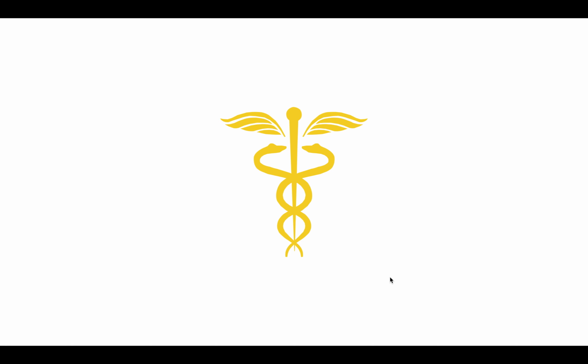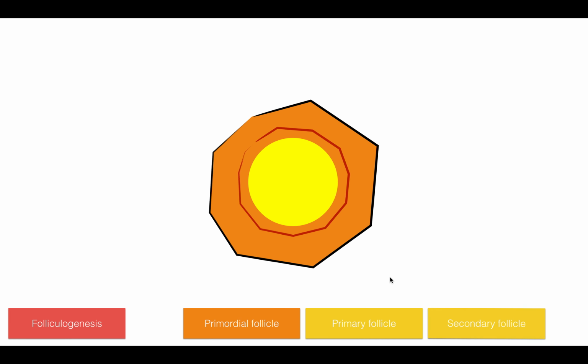Right, hello. So we're going to quickly do folliculogenesis, which is nice and easy. So it's just the formation of the follicles. We've got three steps: a primordial follicle, a primary follicle, and a secondary follicle.